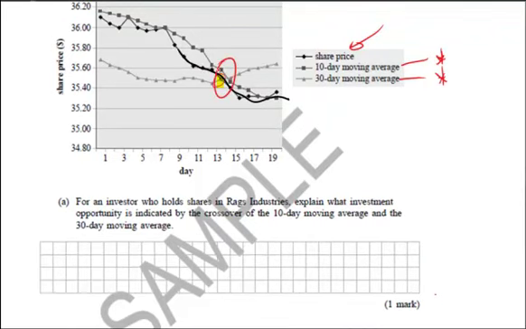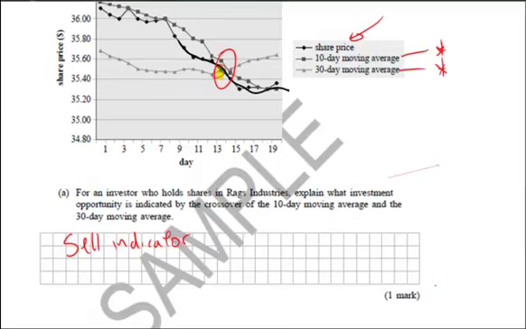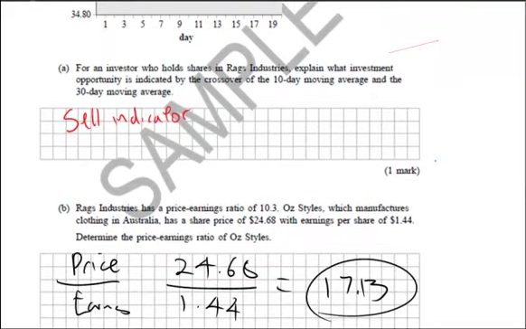What does it indicate? Well, as you can see, the share price, which is this black one, is coming down and all the other ones have gone above it. So this is a very good sell indicator. So if you've got the shares, it's time to sell because they've dropped right down and they've dropped below both of those areas. Okay. If it was going up, that'd be a good buy because it's showing that the long term and the short term are indicating that it's time to buy. So remember, when the share price goes below the moving average line, you sell. When it goes above, you buy.